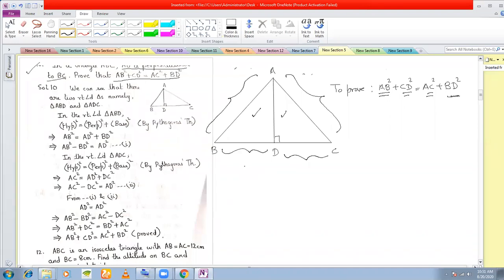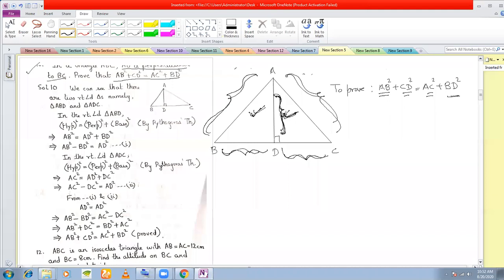So what you see is that in this right angle triangle and this right angle triangle, these three sides are related. This, and AD also is related. In this right angle triangle, this AD is related to this and this. Therefore, in the two right angle triangles, what is the common relation between them? This side AD is related to both the right angle triangles.